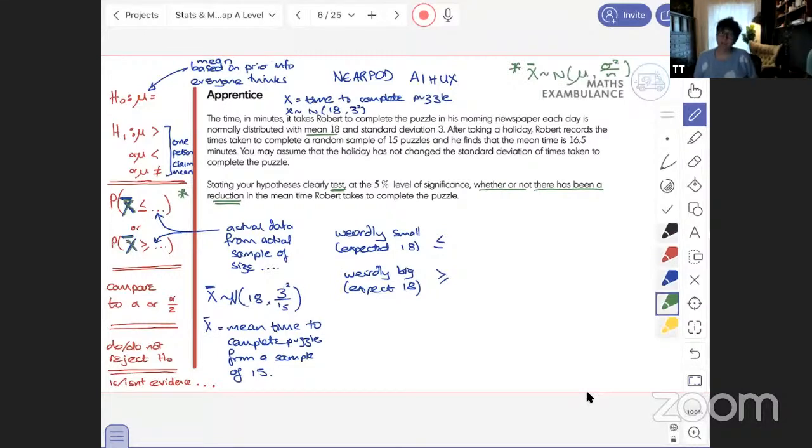Okay, so let's tie all that together. On your Nearpod, I'll give you a fresh Nearpod. No, it's not a normal approximation. It's that, right, so you've got the whole population, right? Imagine it's not days. Imagine it's literally everybody in the whole world. And the mean of everybody in the whole world is 18 and the variance is 9.